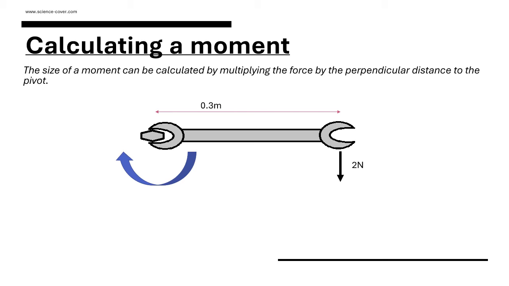So in this example, we can see that a force of 2 newtons is being applied to the spanner, and that is a distance of 0.3 meters away from the pivot point. So to calculate the turning force, the moment, we must take the force and multiply it by the distance from the pivot. So this is 2 multiplied by 0.3, which equals 0.6. Now the units for a moment are a combination of the units of force and distance, so that's Newton meters.